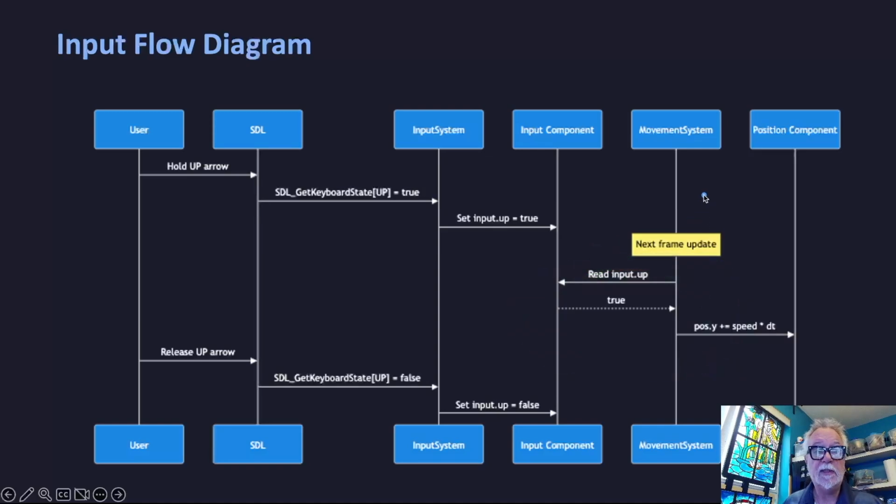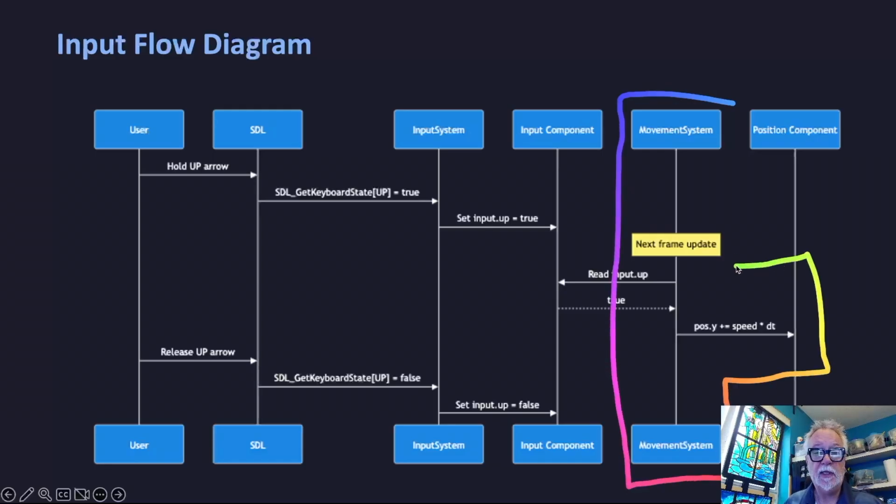Now notice that the movement system is very simple. What it does is it looks for the value. If the input is up, it updates the y position of the object, and it doesn't do anything like rendering it differently or anything. So the movement system itself is actually very, very simple, and that's the whole point of what we're trying to do here.